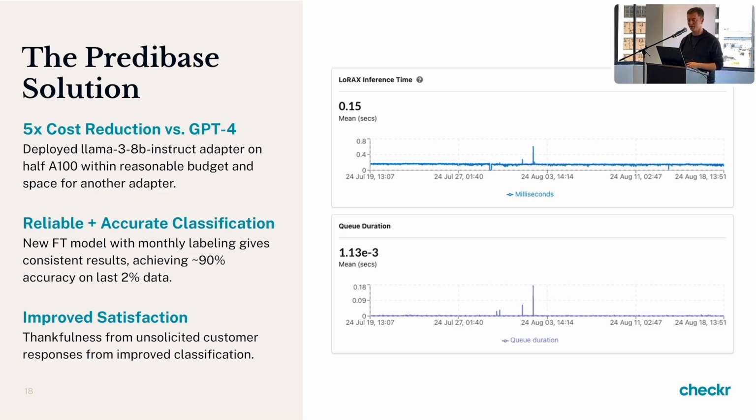Lots of customer satisfaction. Oh, and just looking at the two graphs, very low inference time, 0.15 seconds of inference time on my production set, consistent traffic, right? And also looking at queue time is pretty negligible. So I know that I definitely have space on this machine for another adapter.